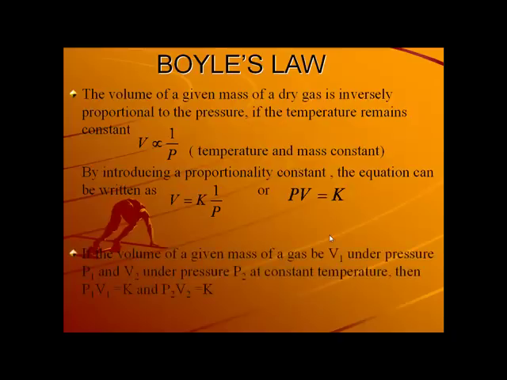If the volume of a given mass of a gas be V1 under pressure P1 and V2 under pressure P2 at constant temperature, then P1 into V1 is equal to K, a constant, and P2 into V2 is equal to K. Or P1 V1 is equal to K is equal to P2 V2, or P1 V1 is equal to P2 V2.